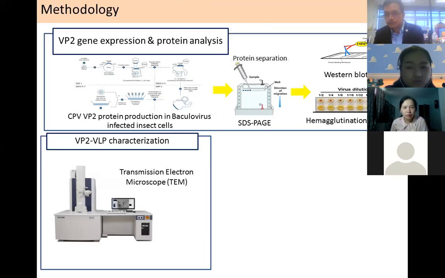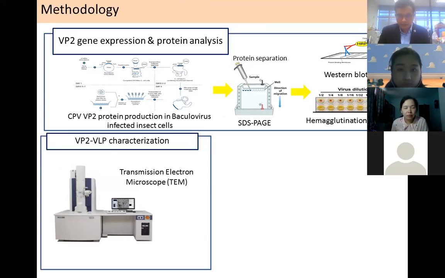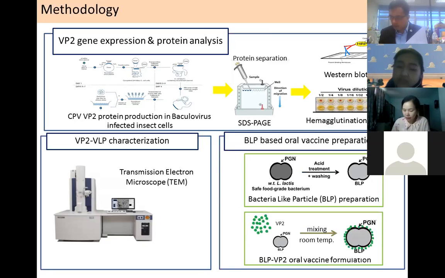My work is divided into two parts. The first one is VP2 gene expression and VP2 analysis. The recombinant pFastBac containing VP2 gene was constructed and used as donor plasmid for transfer into Sf9 cells. And VP2 protein was analyzed by Western blot analysis with the specific antibody against VP2 protein and HA assay, together with characterization of virus-like particles under transmission electron microscope. The second part is oral vaccine preparation. BLP is made from Lactococcus lactis that was treated with hot acid and washed with a buffer to get rid of the acid.